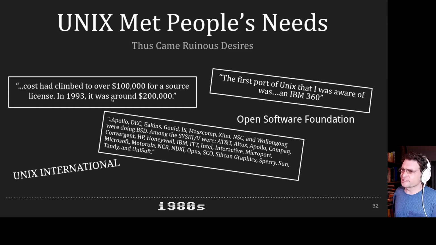However, because it met people's need, then came the ruinous desire. There were a bunch of commercial vultures that would come in, and a bunch of companies. Here's a list of them. And then there were so many that you had to have these organizations that try to bring them back together. You had Unix International and the Open Software Foundation. Unix International was a coalition between AT&T, which had the copyright on Unix, and Sun Microsystems. And then the other organization, OSF, came out with something called OSF/1. It was based on some kind of microkernel. It was a complete freaking mess.